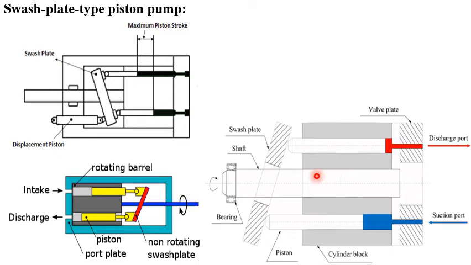We'll go for operation. As the cylinder rotates, the pistons reciprocate because the piston shoes follow the angled surface of the swash plate. As the cylinder rotates, the piston starts reciprocating according to the swash plate rotation. The output and input ports are located in the valve plate. See here the input and output on the valve plate. When the piston is passed towards the inlet, suction stroke happens.